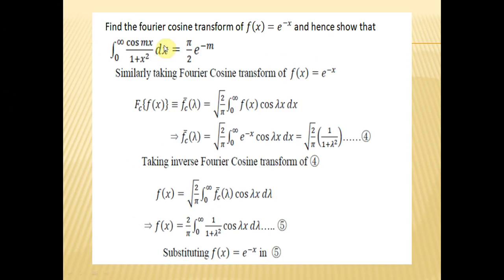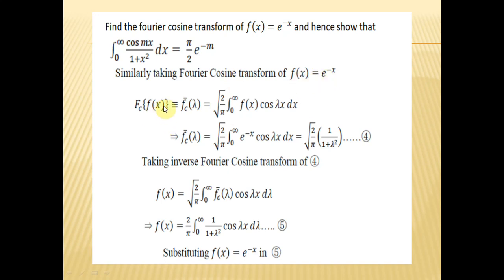Next question. Find the Fourier cosine transform of f of x is equal to e raised to minus x, and hence show that integral 0 to infinity cos mx by 1 plus x square dx is equal to pi by 2 e raised to minus m. So using this Fourier cosine transform of e raised to minus x, we need to prove this integral value. So for that, we will take the Fourier cosine transform of this function f of x.